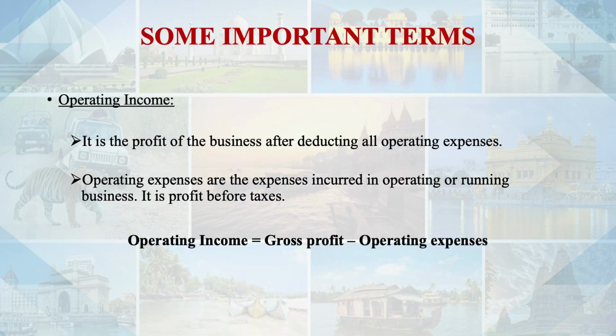Then what is operating income? How you will calculate it? One way we have is gross profit minus operating expenses. You will get your operating income. We have already seen how to calculate the gross profit. Gross profit is your net sales minus cost of goods sold, and then you receive the gross profit. Now from the gross profit, if you deduct all your operating expenses, it is your operating income.